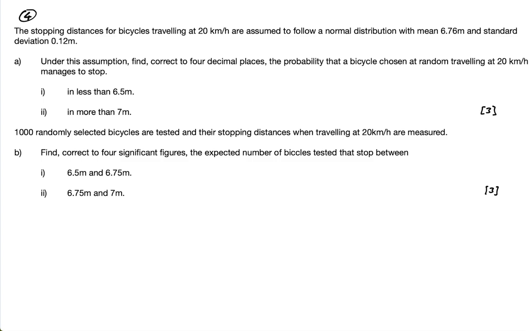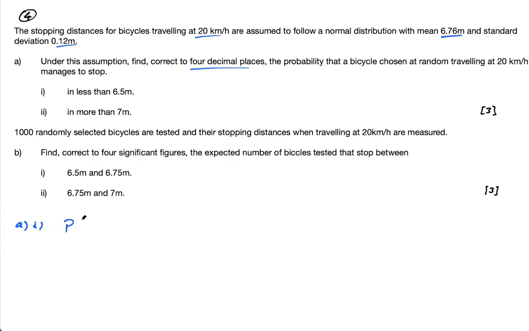Okay, so for question 4, we want to start off at least as a normal distribution question. We're looking at the stopping distances for bicycles traveling at 20 kilometers per hour, and they follow a normal distribution with mean 6.76 meters and standard deviation 0.212 meters. Under this assumption, find, correct to 4 decimal places, that's important guys, so write down or underline this, 4 decimal places, the probability of stopping in less than 6.5 meters.